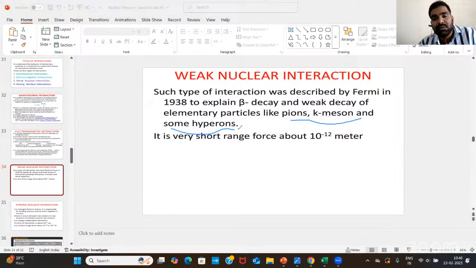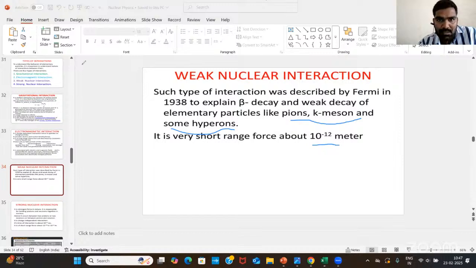So these will be occurring in this weak decay of beta decay. So these are the elements we'll get actually. So it is very short range force, about 10 to the power of minus 12 meters. So it is what? It is very short range interaction.